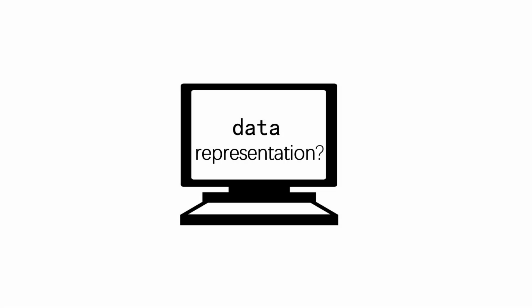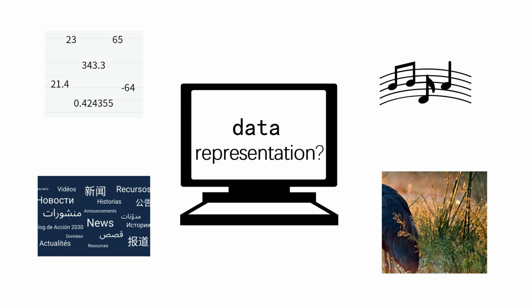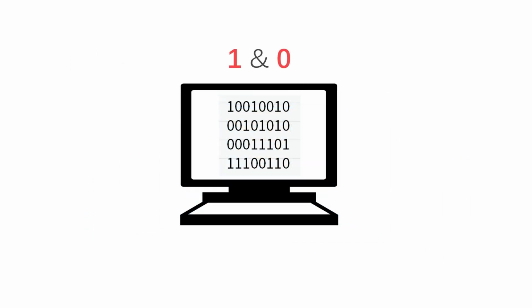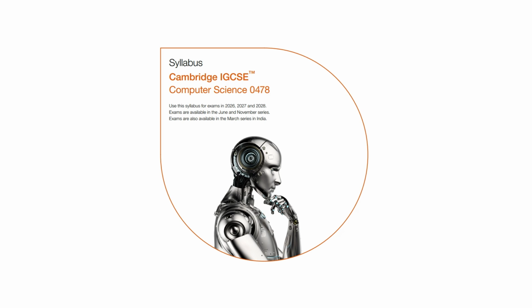Everything inside a computer, numbers, text, images, music, even this video, is made from only two symbols, 0 and 1. And this is just the topic of the first unit of IGCSE Computer Science.